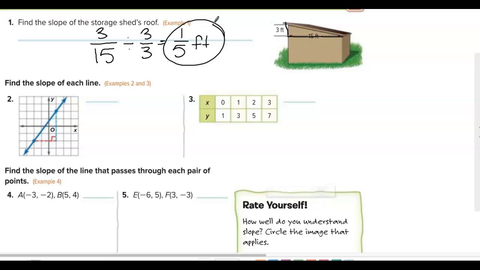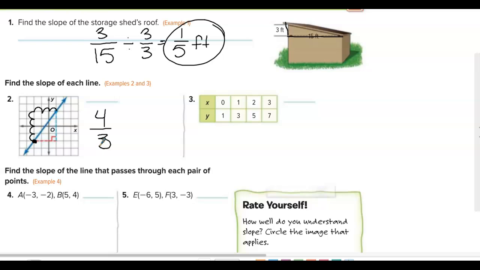All right, next one. I'm going to start here at this point because it's first. How many do I have to go up to get to the next point? 4. And then how many do I have to go over to get to the next point? 3. Can that be reduced? So my answer is just 4/3.